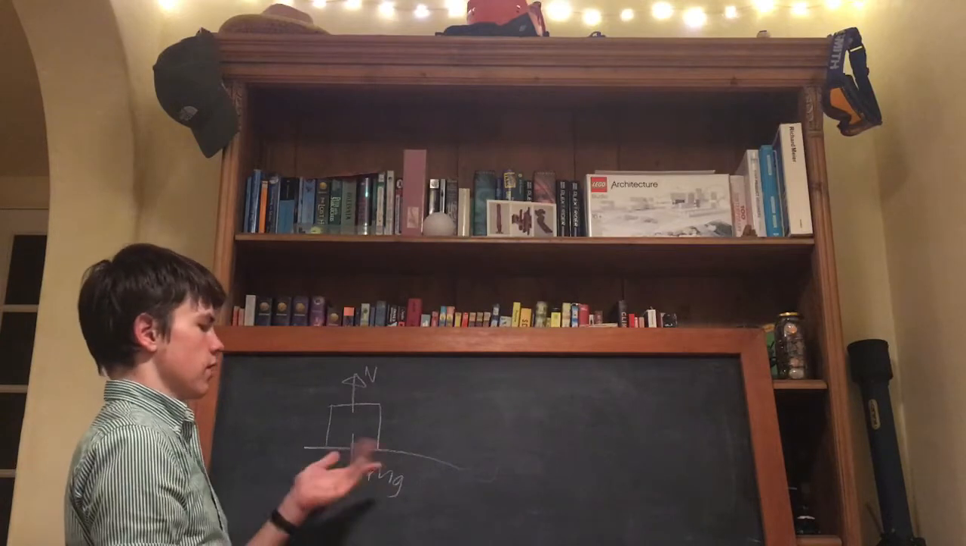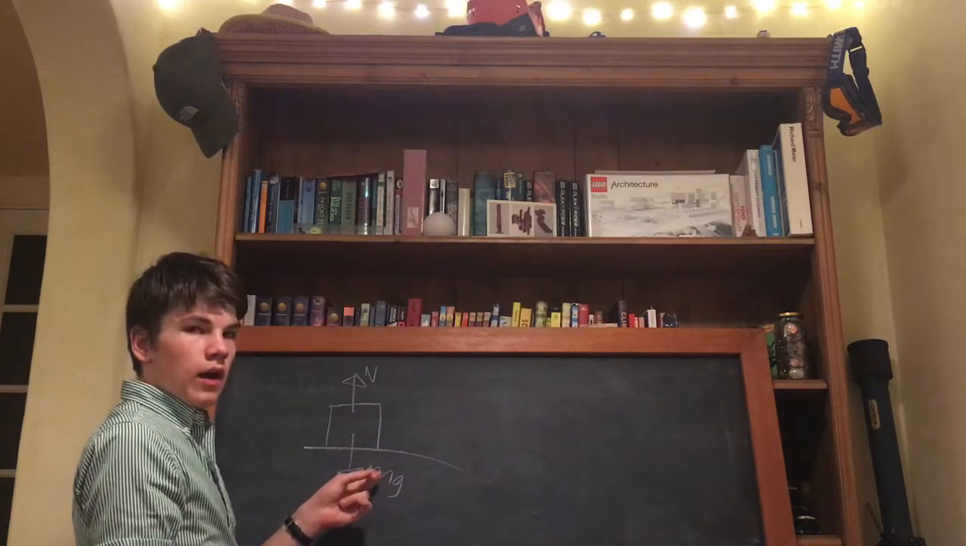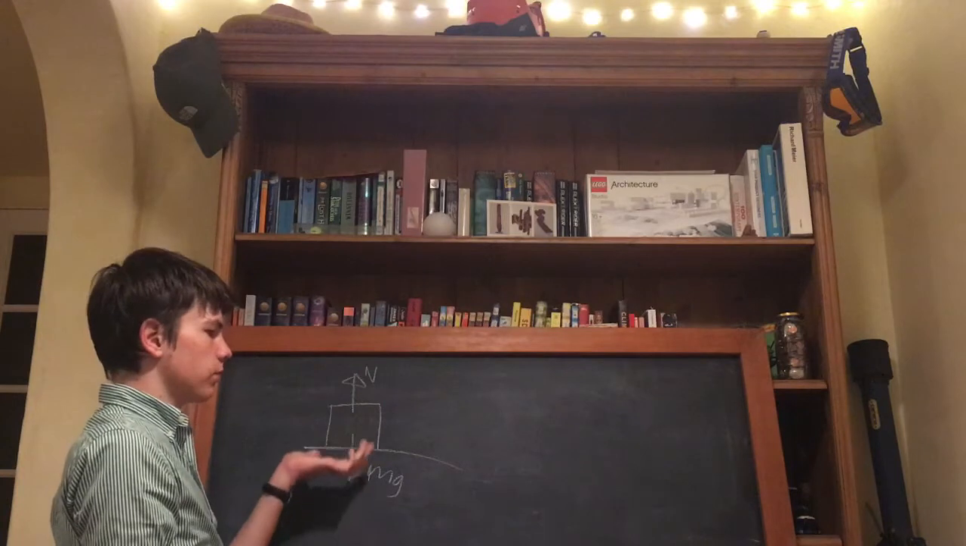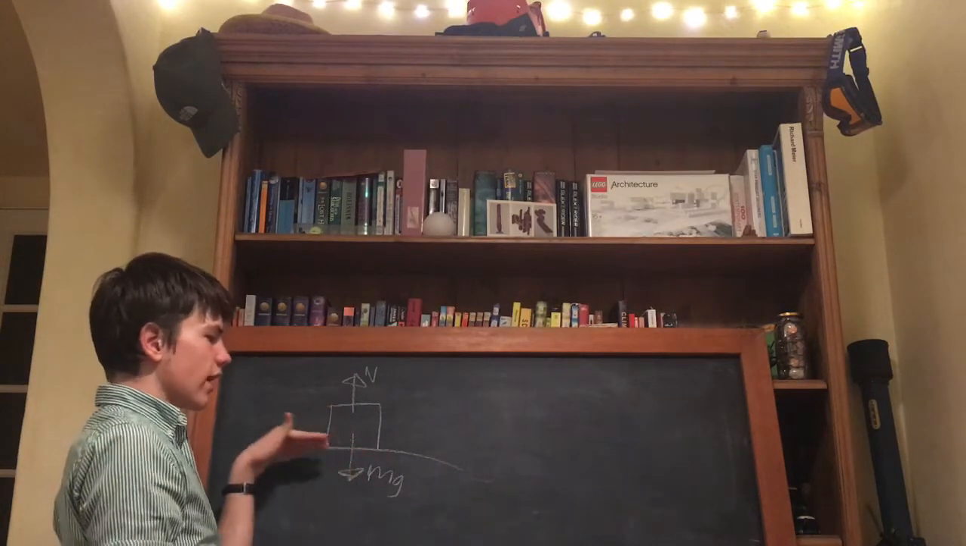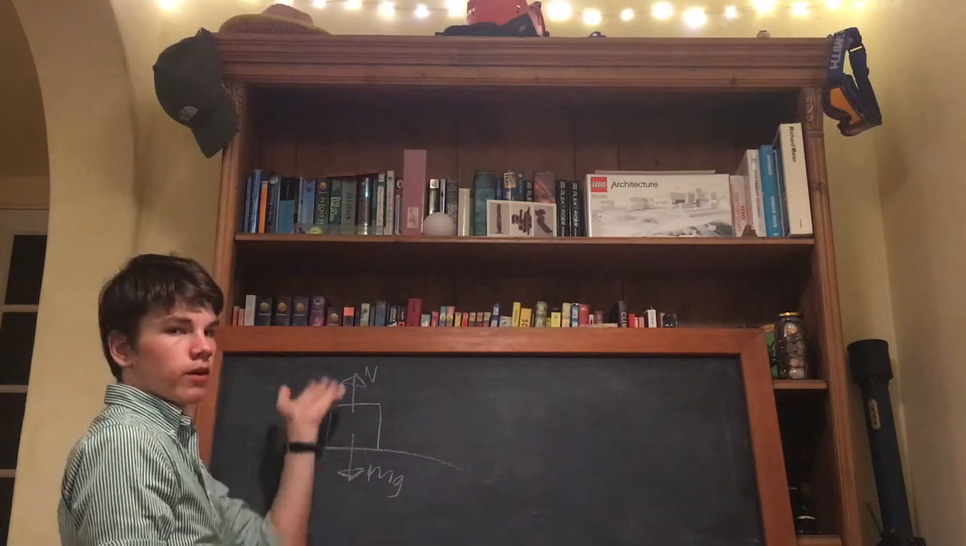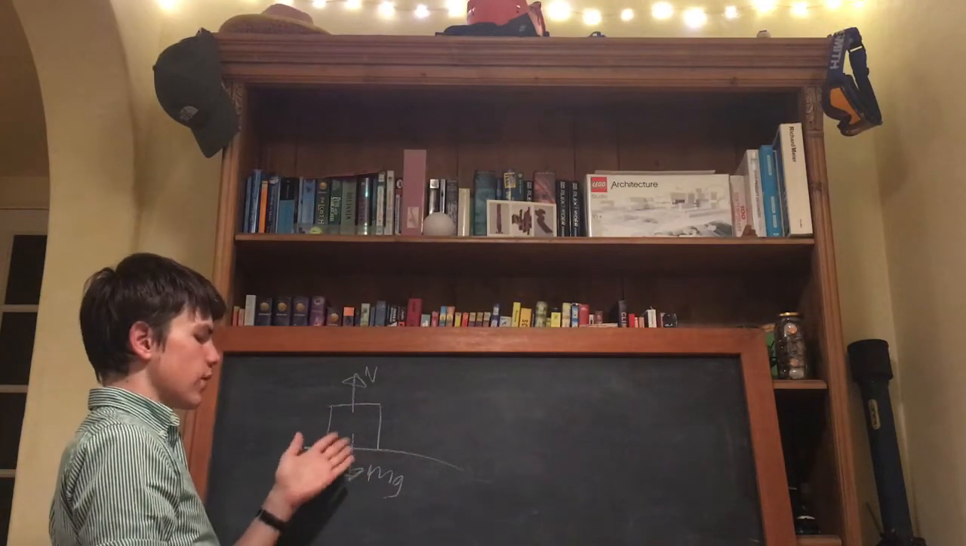Here you can see there is gravity pushing it down, or the box pushing down, and then there is the actual surface pushing back at the box, which is the normal force. So we have the normal force and then we have mg.